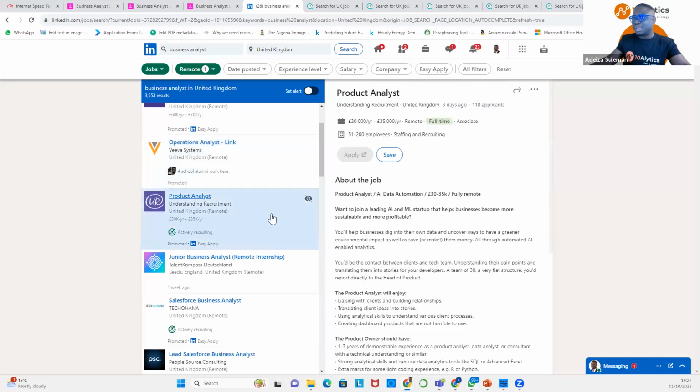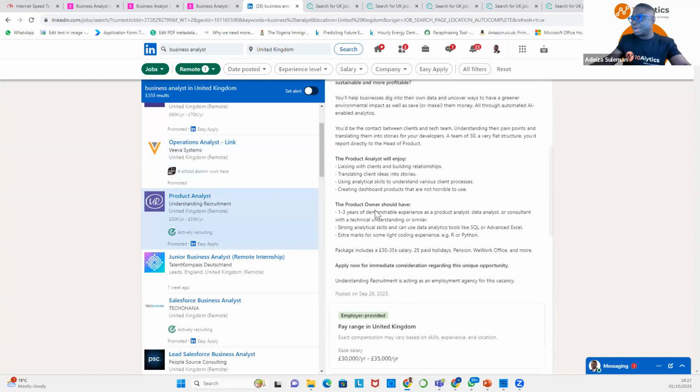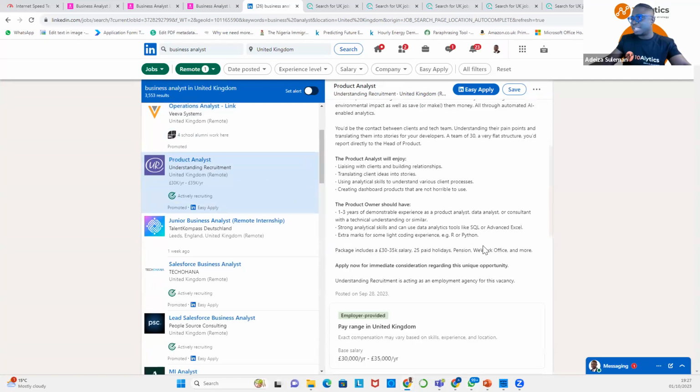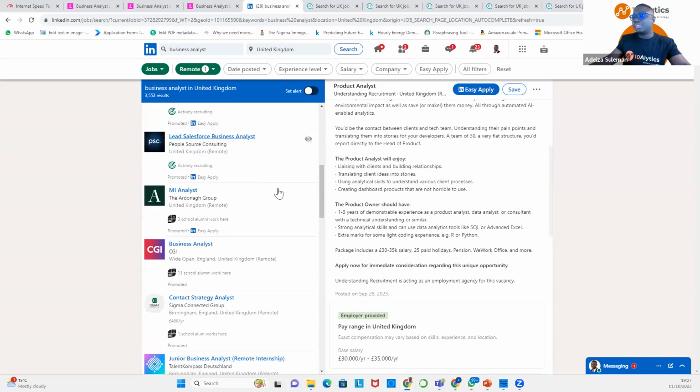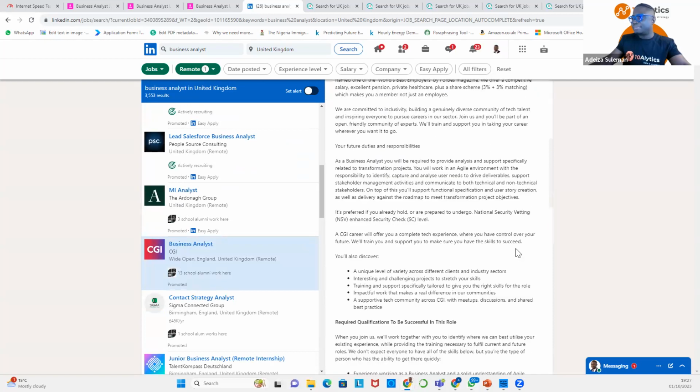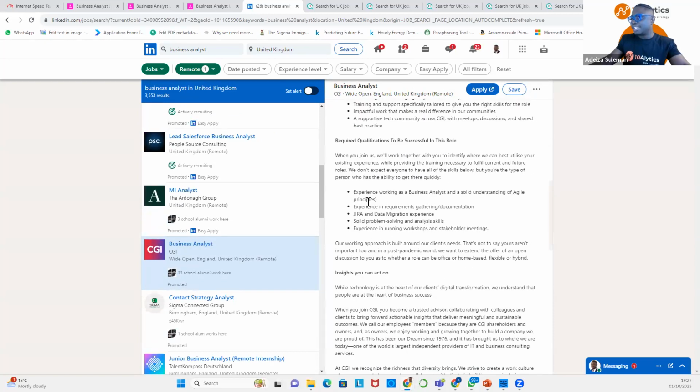Product analyst is also a good one. You check the requirements, see what is required. This is more data analytics. The product analyst role is more data analytics, because I can see Python, I can see R as well. Then business analysts for CGI. You check the role, check the requirements.